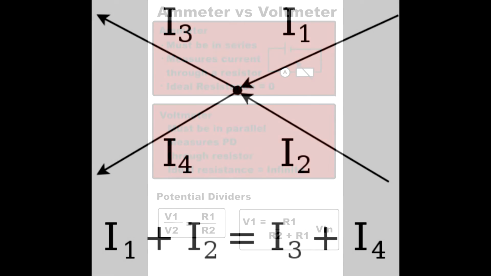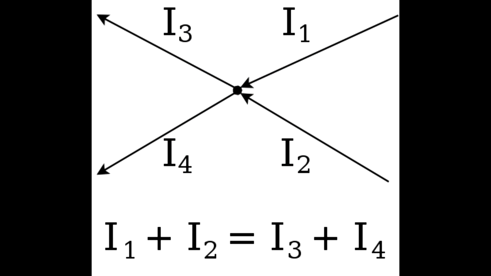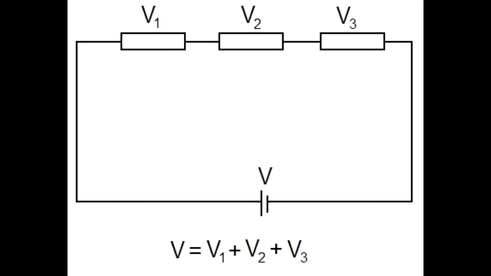Kirchhoff's first law is that the total current entering a junction equals the total current leaving it. This means that charge is conserved. In Kirchhoff's second law, the total EMF around a series circuit equals the sum of the potential difference across each component. This means energy is conserved.